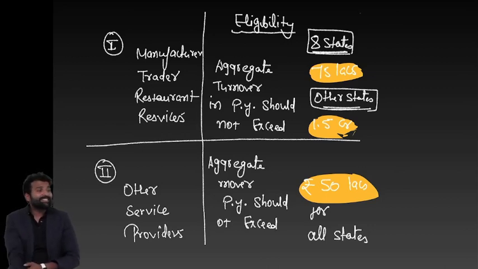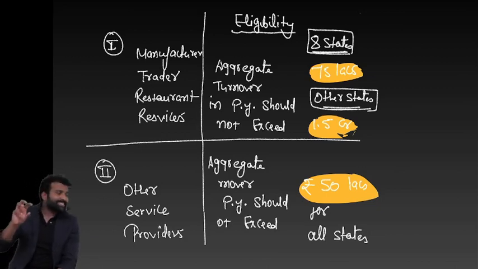What are the 8 states where the lower limit is applicable? And what are the other states and UTs? I will explain the names of the states where the lower limit is applicable. But first, remember the limits. If I am a manufacturer, trader, or restaurant, the limit for these 8 states is 75 lakh. For all other states, the limit is 1.5 cr. If I am another service provider, the limit is 50 lakh for these states.